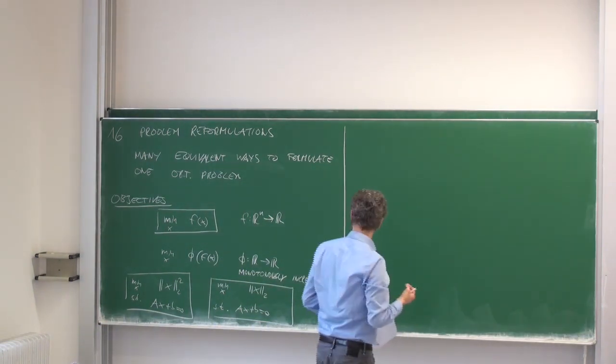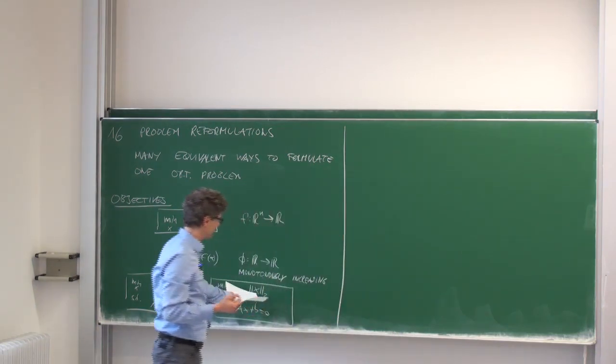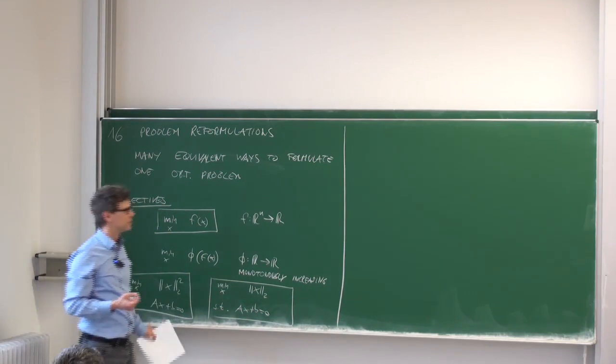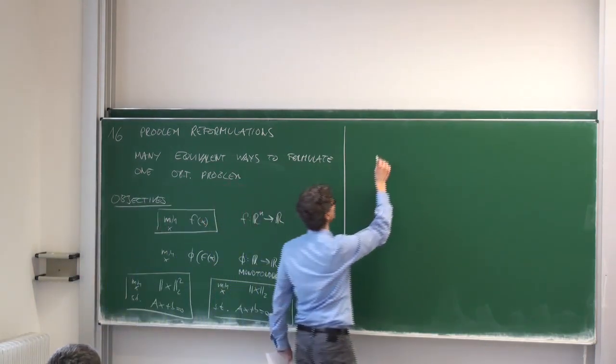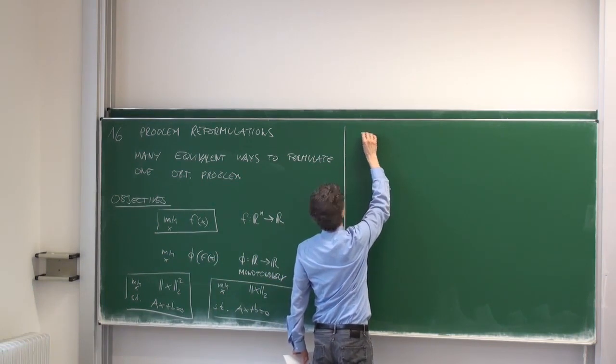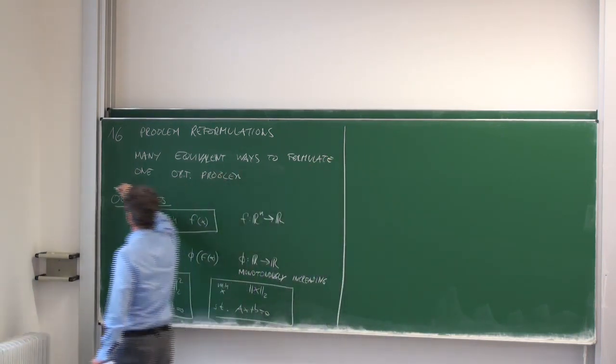So think of the 2 norm, okay? That's a difficult thing, but it's not so difficult if you square it. But now what happens if I do something else? And the next thing is still under objectives, so it's 16.1, let's say.